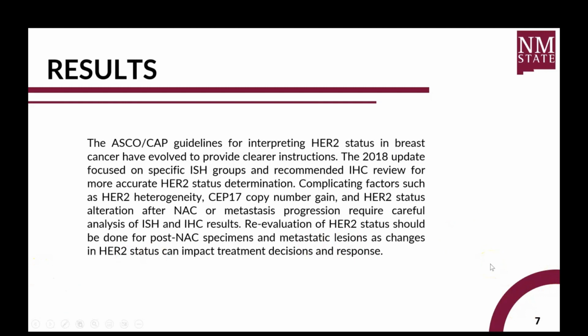Here are the results from the study. Although it may be a long paragraph, the paper suggests that the use of IHC is able and recommended to deliver more accurate results for the HER2 status determination.